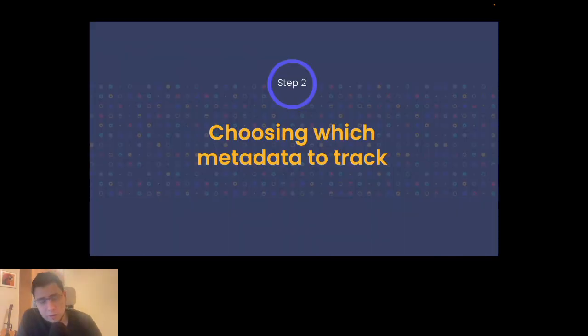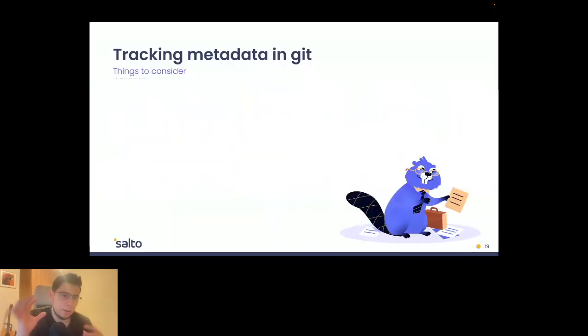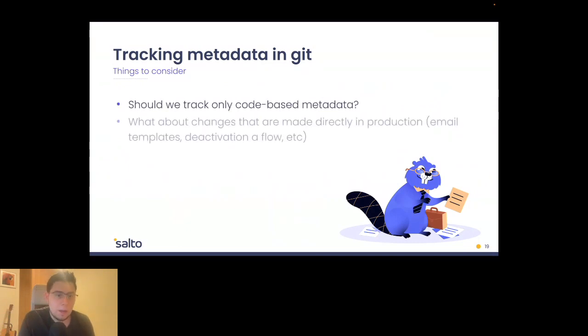The next principle is very important and is about choosing which metadata to track. At the core of CI/CD is having your Salesforce DX project in Git, right? And so there are a few things to consider here. Should we only track code-based metadata like Apex classes, Lightning Web Components, Visualforce pages? What about other stuff like custom fields, validation rules? Should we track those? Also, what about changes that we make directly in production?